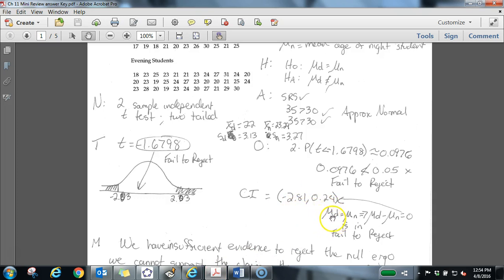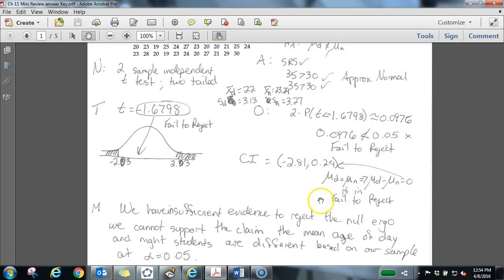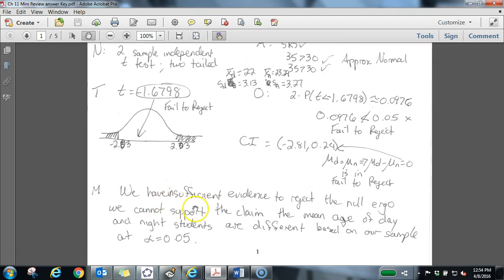Now, we want to see if mu D equals mu N. Well, if that's true, then mu D minus mu N would be 0, and 0 is in this interval. It means this is a pretty good guess, and so we're pretty close to mu D equaling mu N, so we fail to reject. We're always looking to see if 0 is in there. So we have insufficient evidence to reject the null.